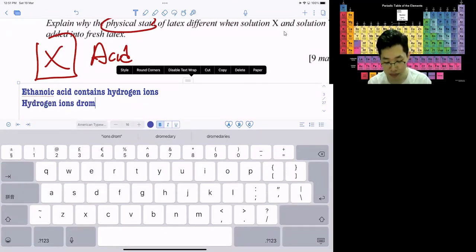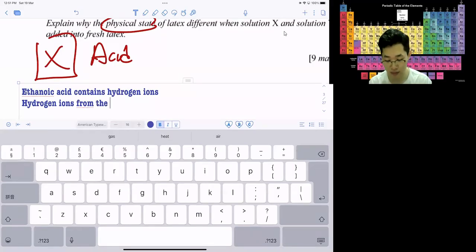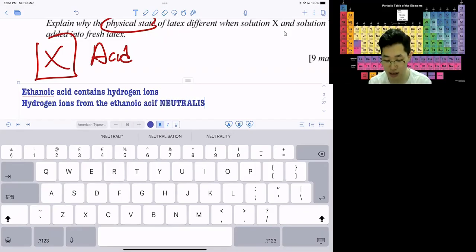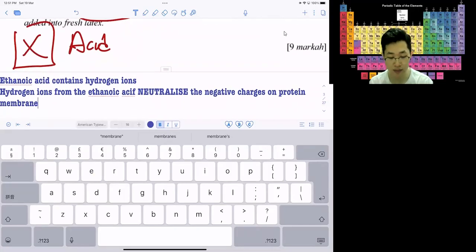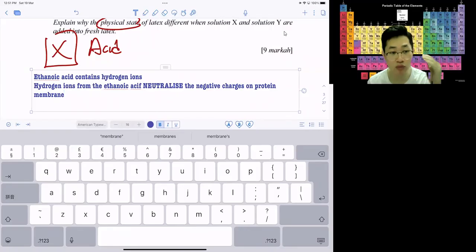Hydrogen ions from ethanoic acid neutralize the negative charges on the protein membrane. Now, what you see me do is a very easy one. You have to practice writing it yourself later. Then only you know whether you can write it down or not. Because most students just look at me, okay, like that, then tomorrow in the exam, forgot already how to write the sentence. Then you are GG. Okay, next.